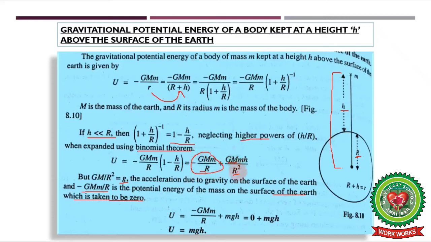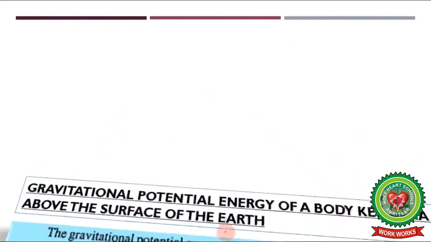So what are we going to be left with? In place of GM upon R square, we are going to put small g. So it gives us a value of mgh. And this is the relation which you have read in your junior classes, that potential energy is equal to mgh: mass multiplied by acceleration due to gravity into height. So this is how we can derive that relation.